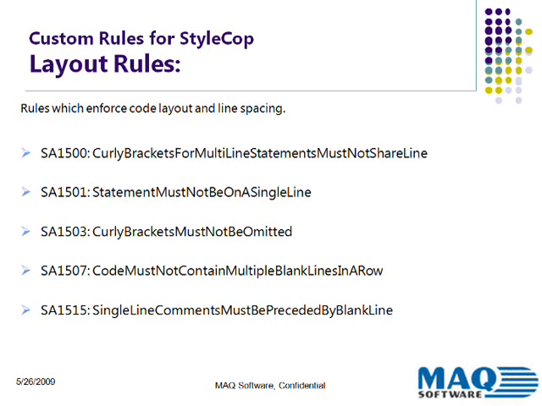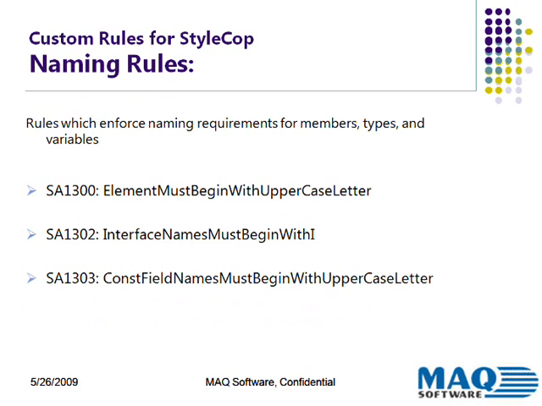These rules are basically used to enforce code layout and line spacing. So some of the common rules are: curly brackets for multi-line statements must not share a line, or curly brackets must not be omitted. Code must not contain multiple blank lines in a row. This rule basically deals with the layout and spacing, if there is any unnecessary spacing between them. Then it takes care of the layout issues. Okay, coming to naming rules.